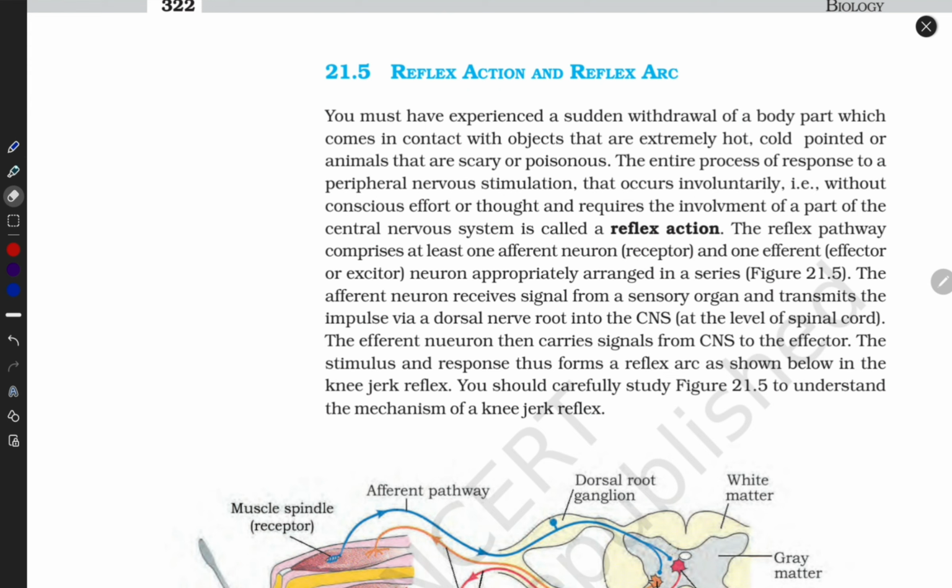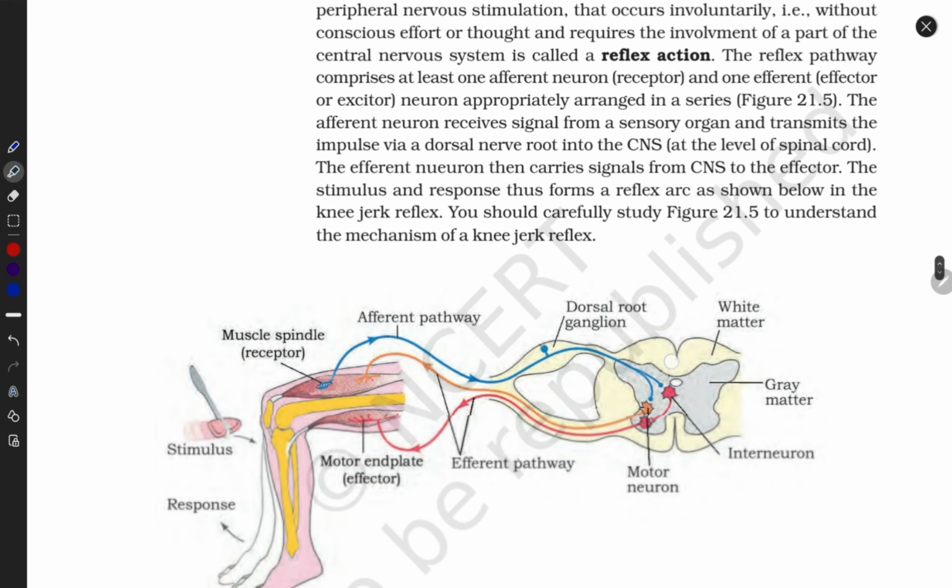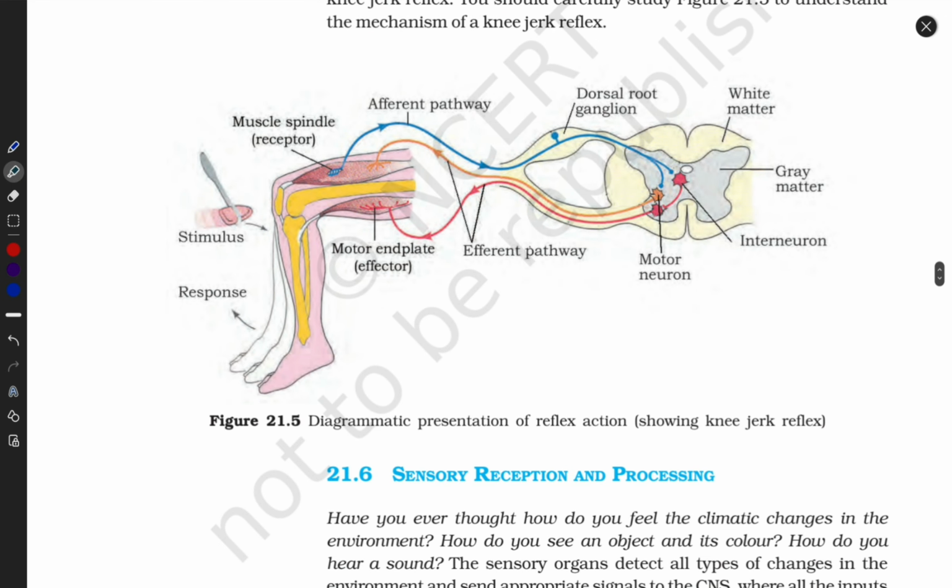Our today's topic is reflex action or reflex arc. We can better understand reflex action by this diagram. This is a well organized, very beautiful diagram. The stimulus comes from the surroundings, and here they contain receptors. This receptor is like our muscles.